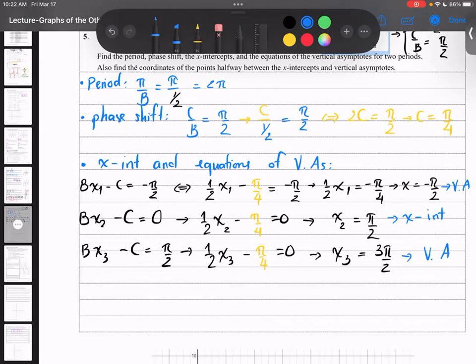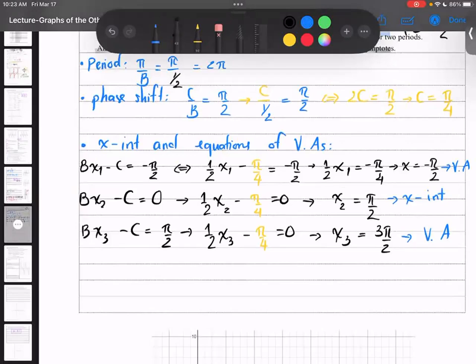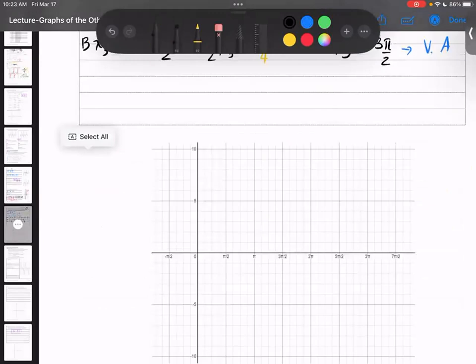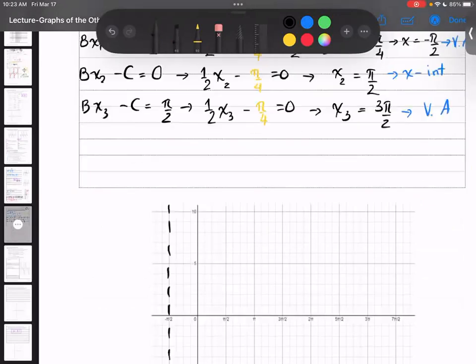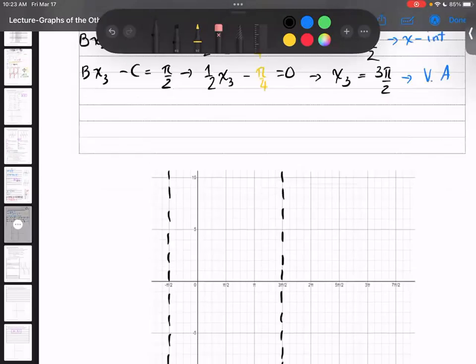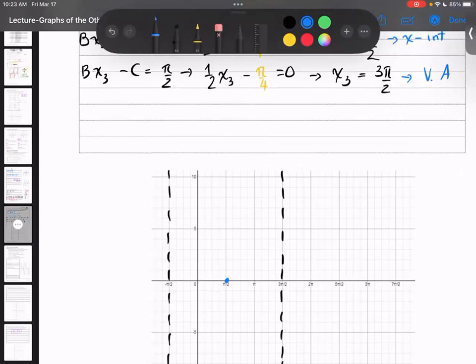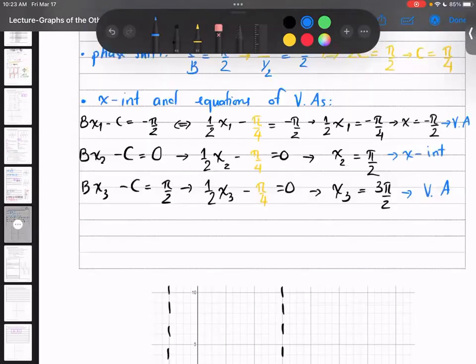We're almost there. There's one more piece we need to do, but we do that after we plot these points. So I'm going to draw the vertical asymptotes first. The first one is negative pi half. The second one is 3 pi half. And that's my one period, the one period between the 2 consecutive vertical asymptotes. My x-intercept is pi half. I need 2 more points though, but we'll worry about that later. Actually, we should worry about that now.